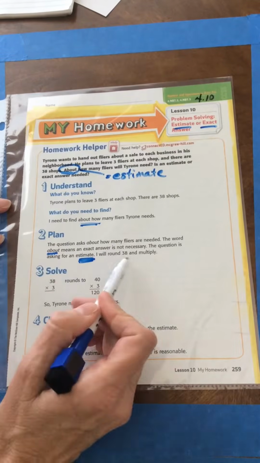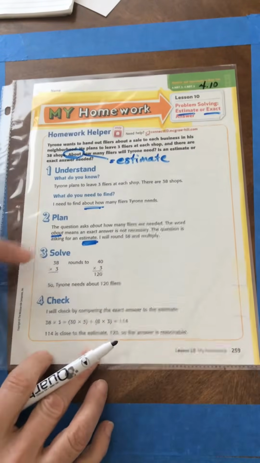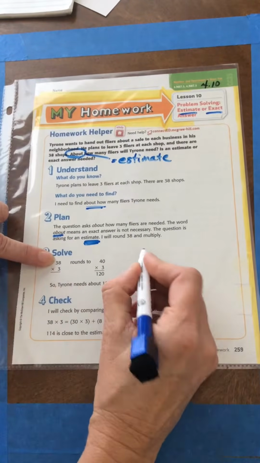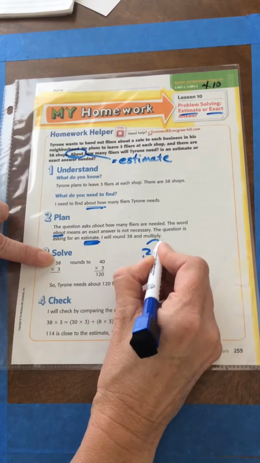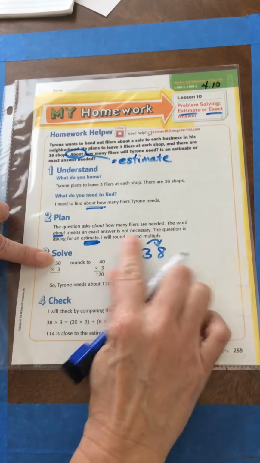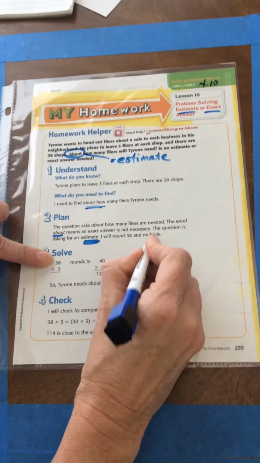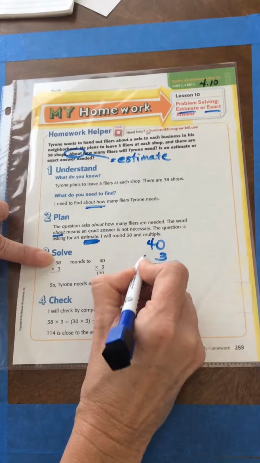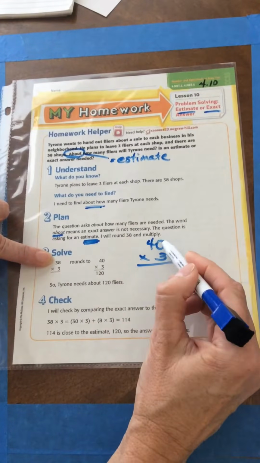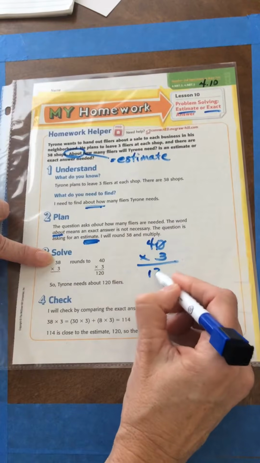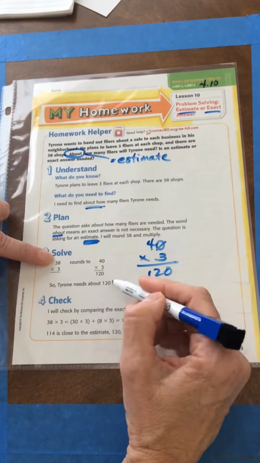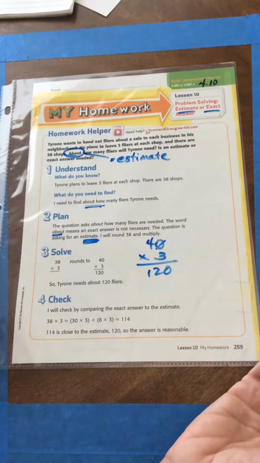I will round 38 and then multiply. So 38 rounds to 40, because if you look at 38, the 8 is powerful enough to bump that up to a 4, and so we have 40 times 3. Magic of multiplication, take out the 0, put it back in. So we have he needs about 120 flyers.